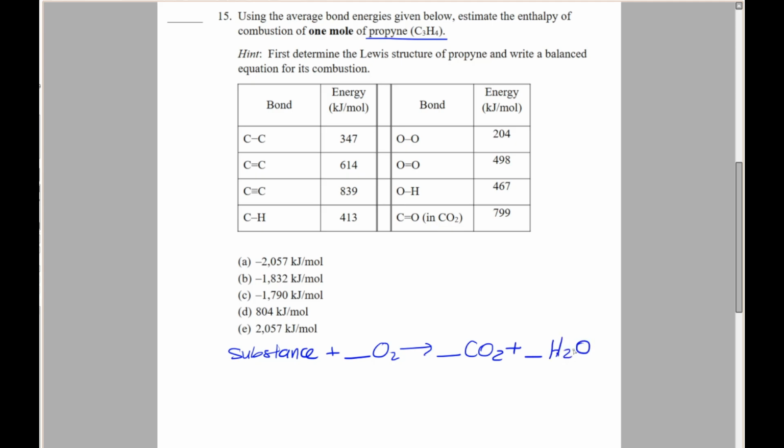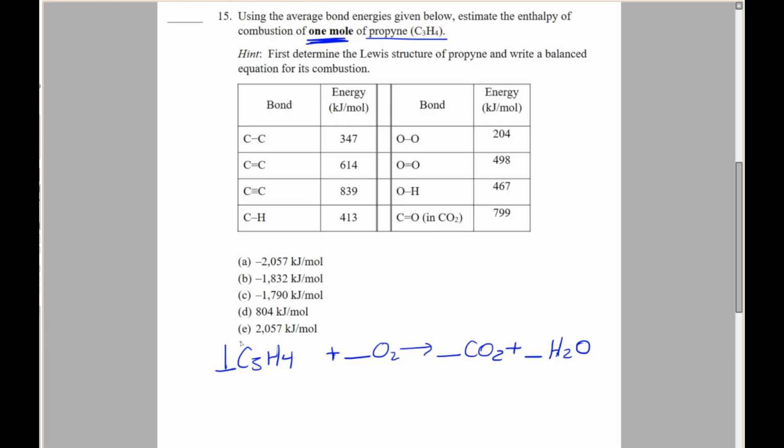So in this case, this substance that we're kind of investigating is propine, so that's C3H4, and this is our unbalanced equation for the combustion reaction of propine. So we have to figure out how to balance this equation. We're already given a kind of a hint because this question asks us for the enthalpy of combustion of 1 mole of propine. So that means we can start by putting a coefficient of 1 in front of the propine molecule.